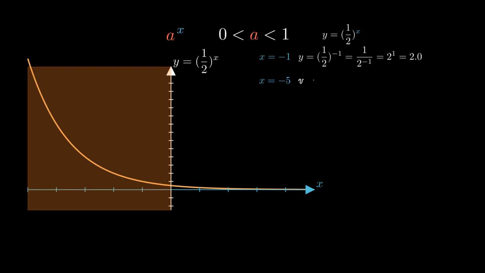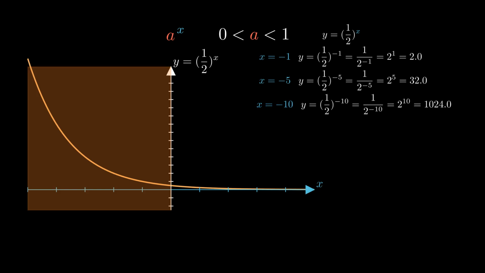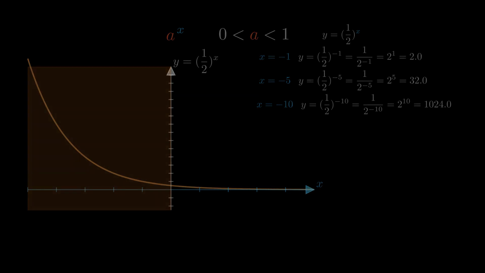And when x is negative 5, we are going to have that negative exponent, and we flip it. And when our x is negative 10, we end up with 2 to the 10 after flipping the negative exponent. So we can see that when our base is less than 1, it grows for negative x. It just does the opposite of what happens when the base is greater than 1. So we talked about the base being greater than 1, and we talked about the base being less than 1, and always greater than 0.